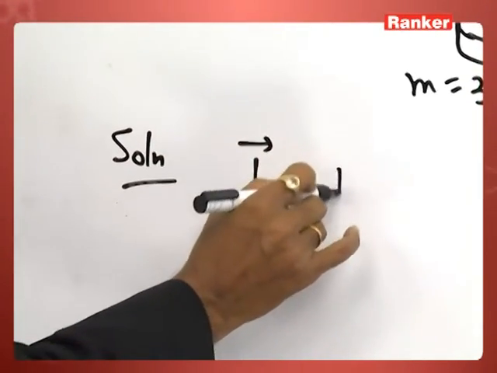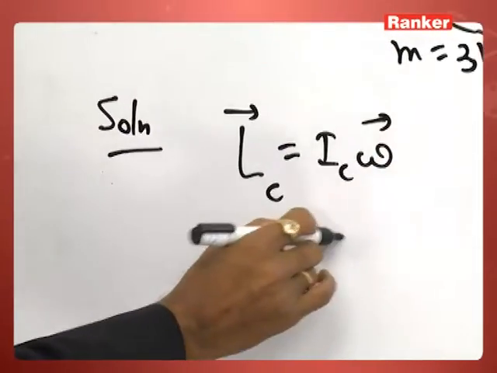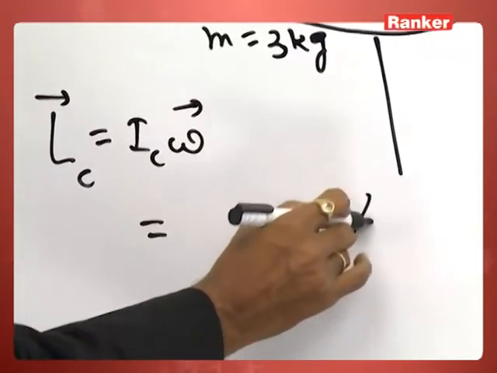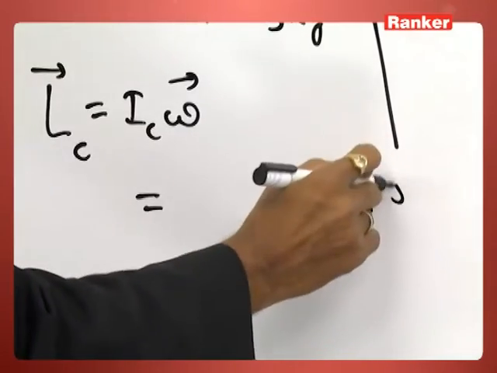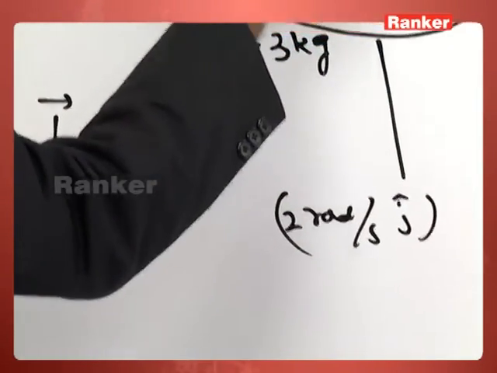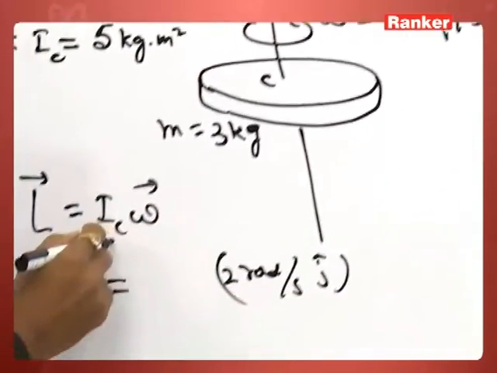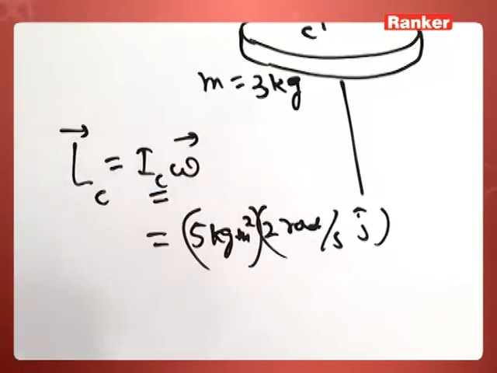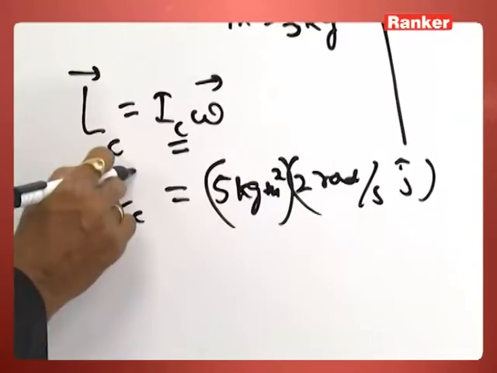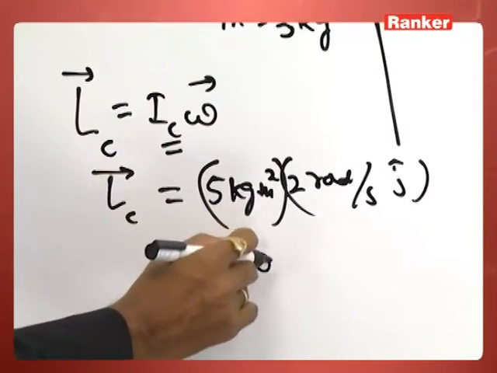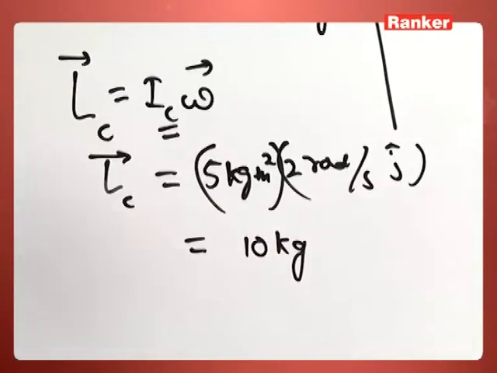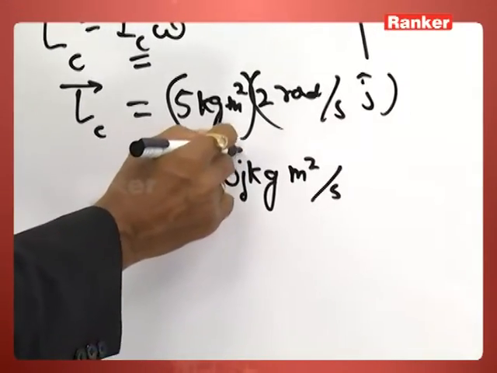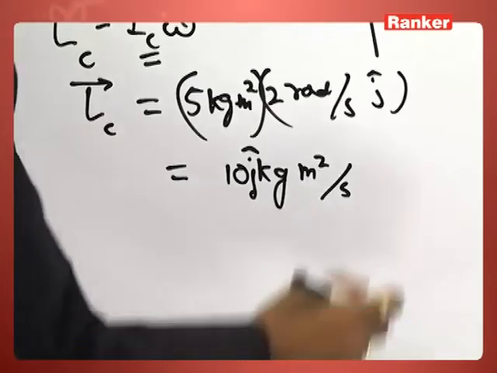Lc is equal to Ic into omega. Omega is given as 2 radian per second. Which direction? j direction. So this is the y-axis. And Ic is equal to 5 kg meter square, as given. Therefore, Lc can be written as 10 kg meter square per second. In which direction? j direction, or upward.